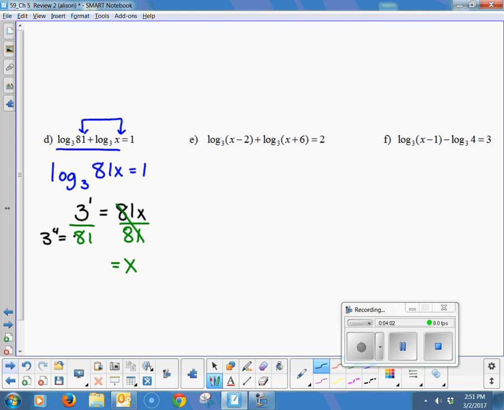If I cancel, I should have a 1 on top and a 3 to the 3rd on the bottom. So I get x equals 1 over 27. I'll check the answer key. That's what I put.